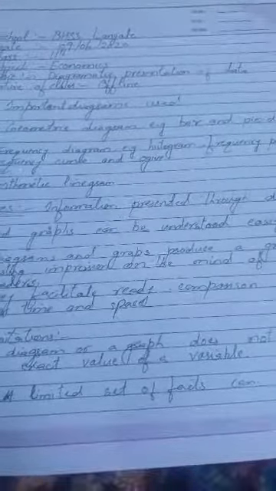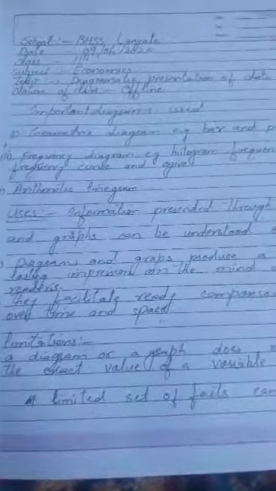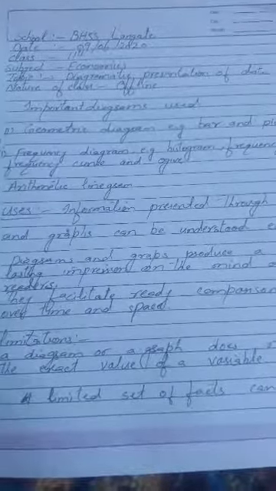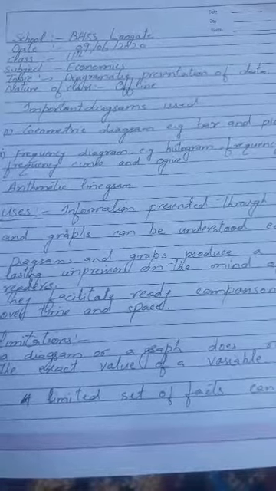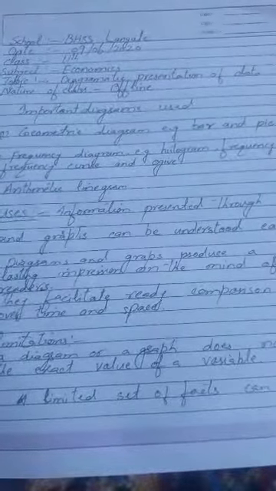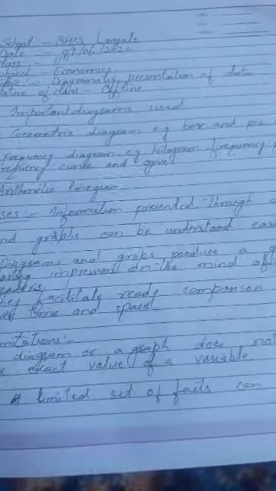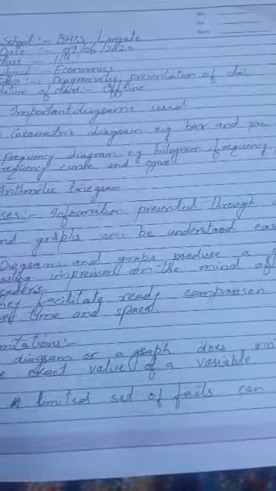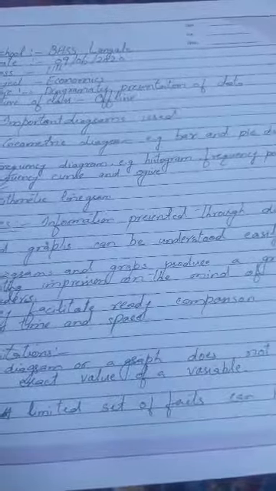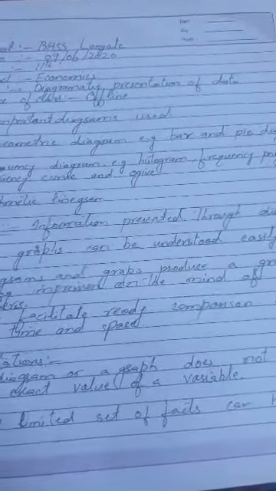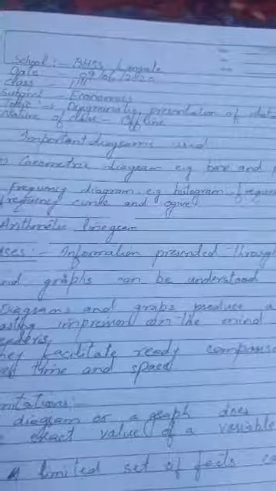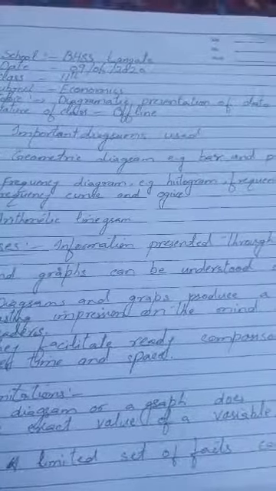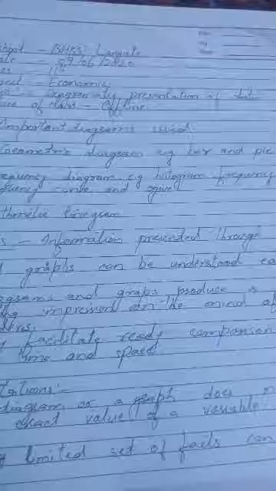First use of diagrams and graphs: information presented through diagrams and graphs can be understood easily just in a bird's eye view. Second, diagrams and graphs produce a greater lasting impression on the mind of the readers. Third, they facilitate ready comparison of data over time and space.